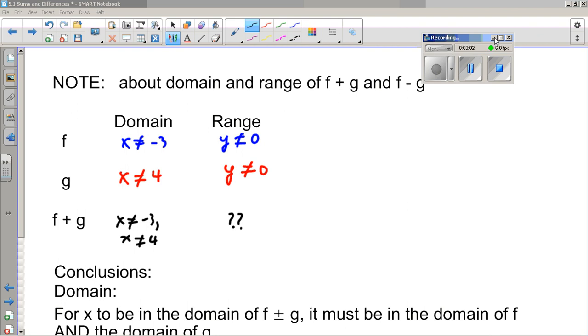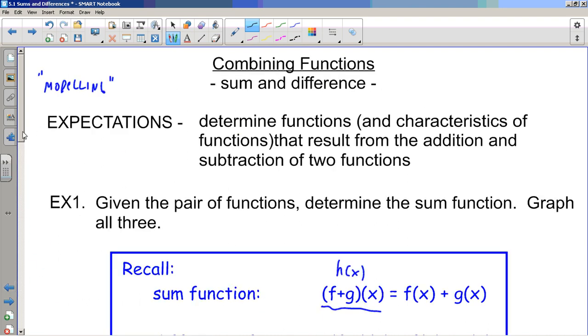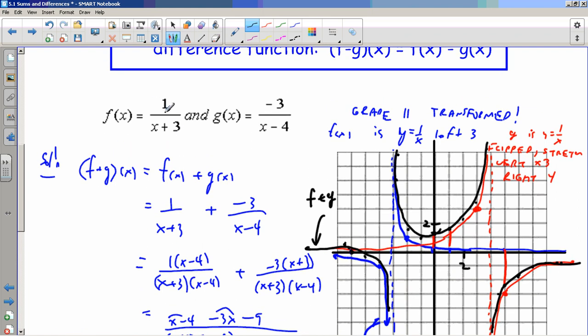Okay, we're back with part two here, still talking about example one, talking about the domain and range of it. If we just look at the domain and range of the bits that we were putting together, we see that the domain of f is x can't be -3, and the range is y can't be 0. It's got a horizontal asymptote that doesn't touch, and g is very similar except for x can't be -4.